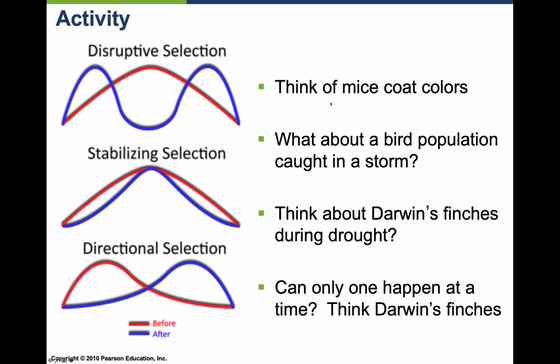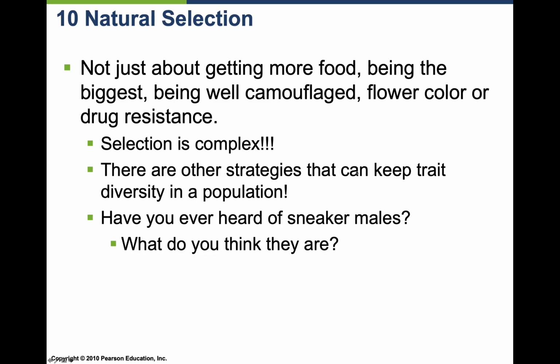Okay, so we've talked about these, we've talked about the mouse colors, we've given a lot of examples. What about bird populations in a storm? Darwin's finches and the drought. The question here is, can multiples happen at a time? And I already told you in the previous slide to go back to the Darwin's finch example, and you should be able to identify two of these examples happening at the same time.